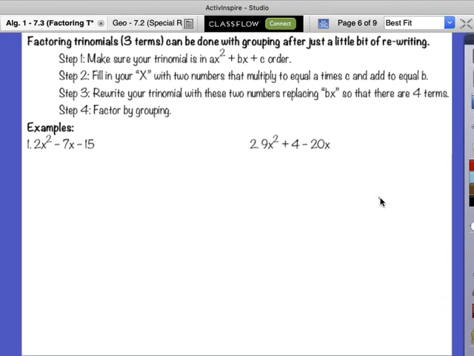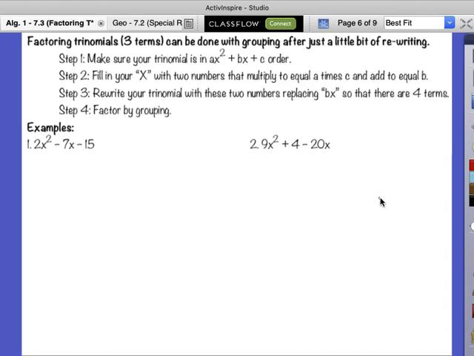So our first step is we're going to make sure our trinomial is in ax squared plus bx plus c order, our standard form. Second, we're going to fill in an x. You guys don't know what that means yet, but we're going to fill in an x with 2 numbers that multiply to equal a times c and add to equal b. We're going to go through what that means.